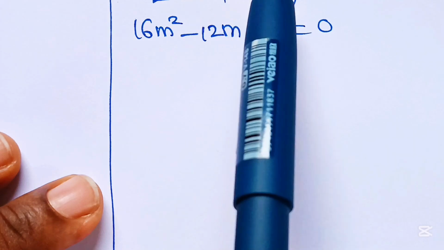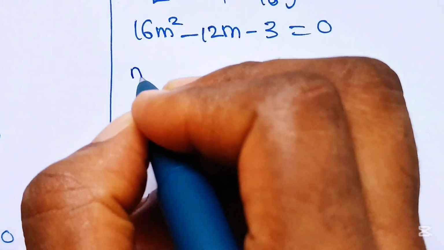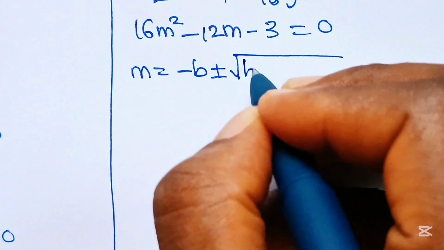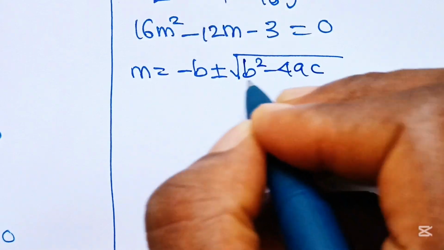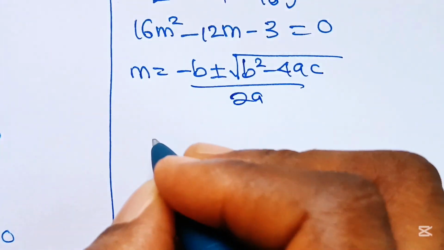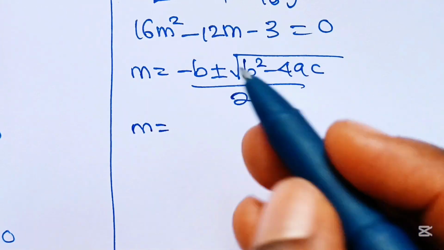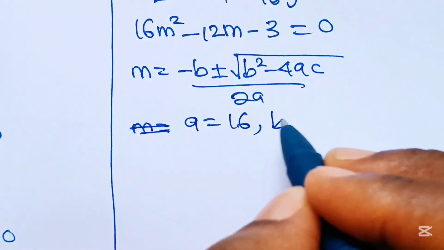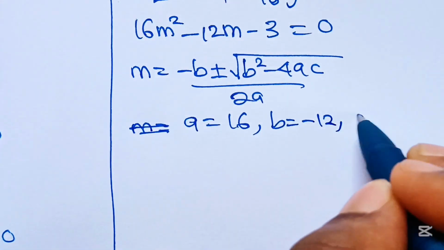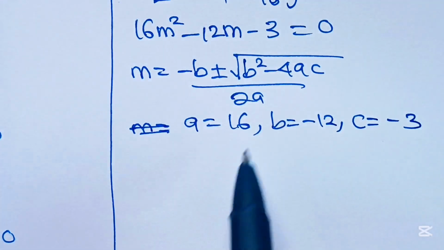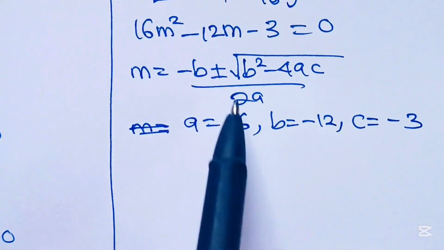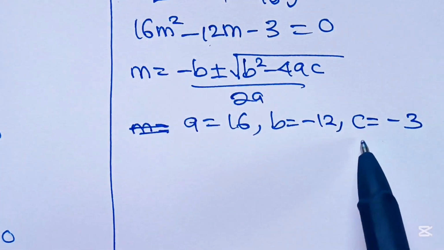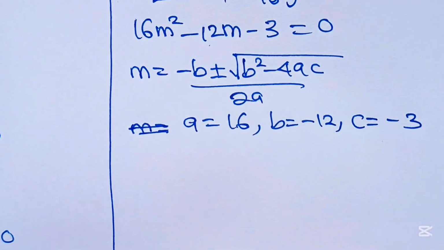And since we are looking for the value of m, we can say that m is equal to minus b plus or minus square root of b squared minus 4ac, everything divided by 2a. So m is equal to, our a is 16, our b is minus 12, our c is minus 3. A is the coefficient of m squared, 16. B is the coefficient of m, minus 12. And c is our constant, minus 3.